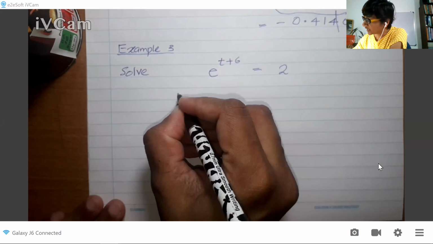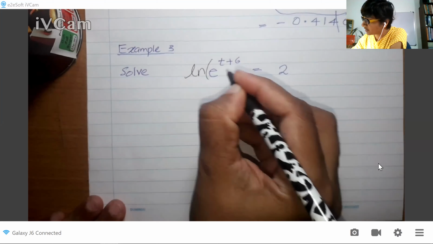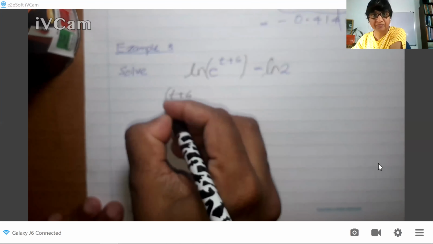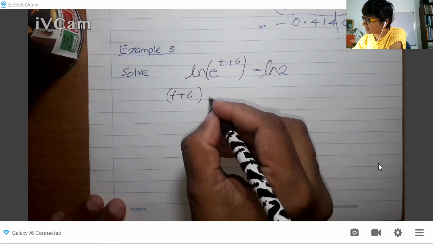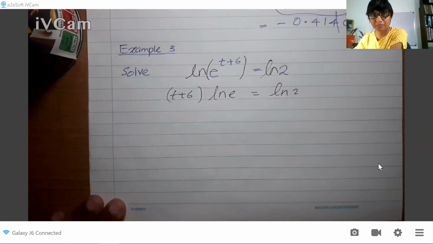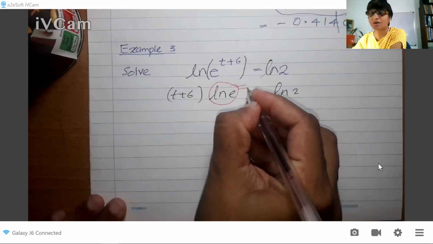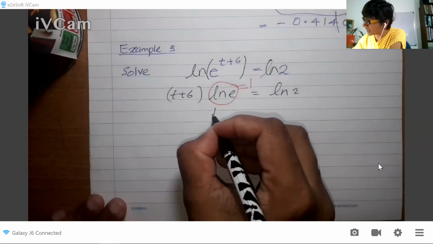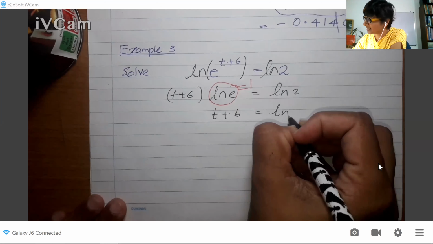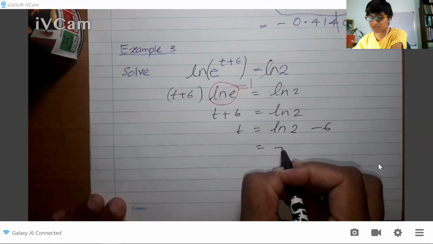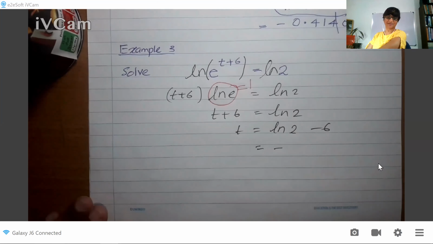if I quickly show you, you take ln on both sides. Let me add it here itself. ln on both sides and ln 2. And then t plus 6 comes in front. ln e equals ln 2. You have to know immediately here, this is just 1. ln e is 1. Okay? So it's t plus 6 equals ln 2. t is ln 2 minus 6. That is minus whatever that you got. I can't remember now. Okay? That number. Whatever that number is. Very good. Okay.